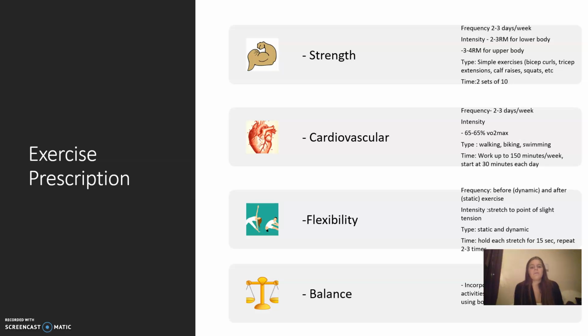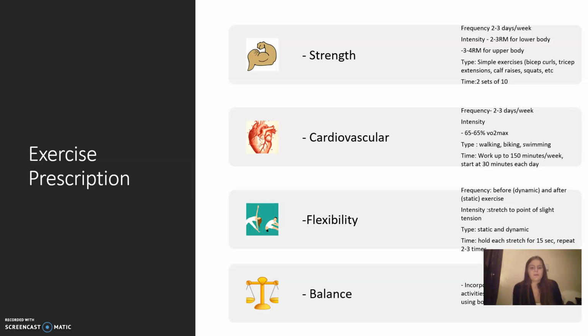For time for strength, I would start him off at about 2 sets of 10, but as he progresses, I would add more weight and drop the reps to increase the intensity. For aerobic, like I said, 2 to 3 days a week, about 65% of his VO2 max, and I would recommend that he do anything that incorporates large muscle groups. So walking, swimming, biking, anything that gets your heart pumping.